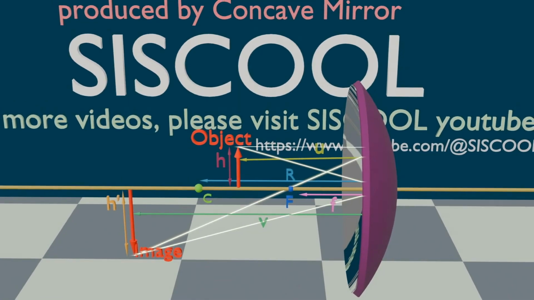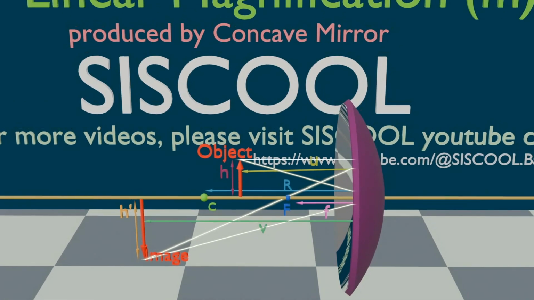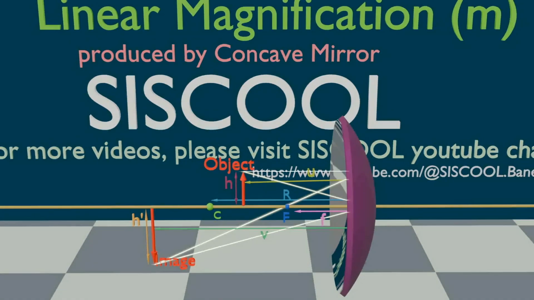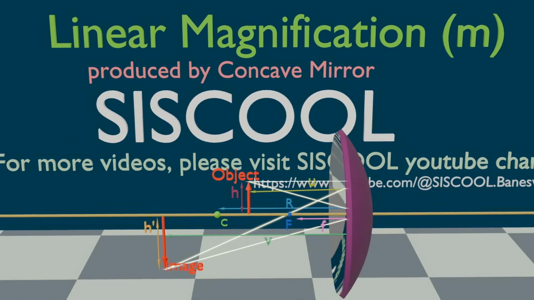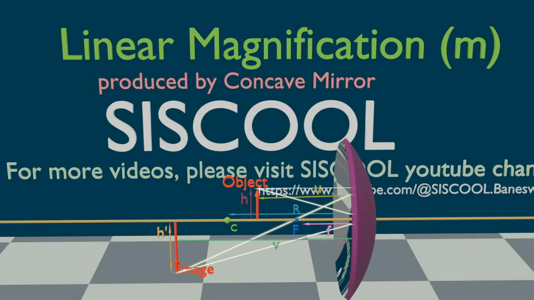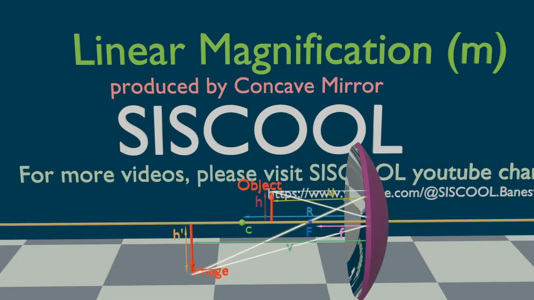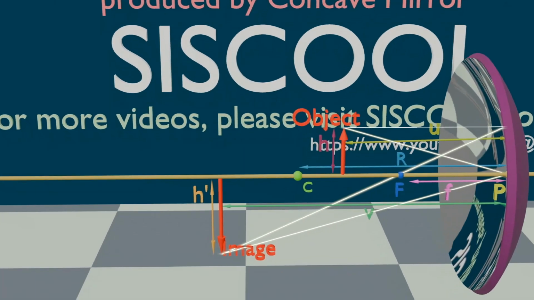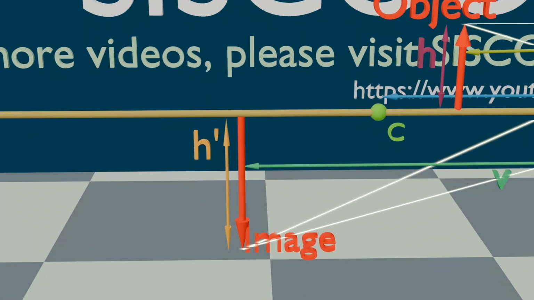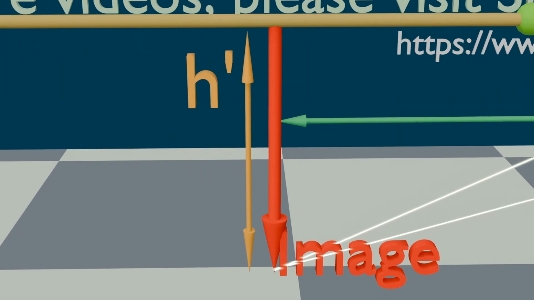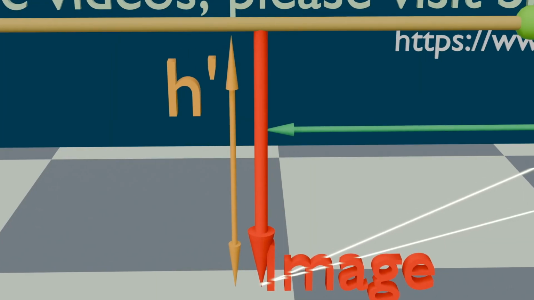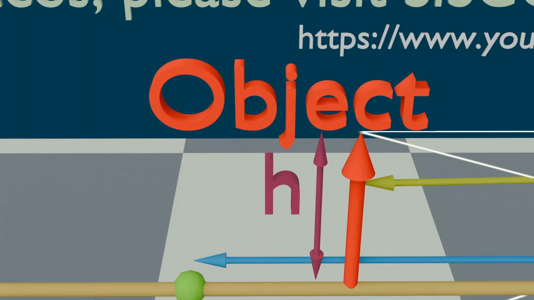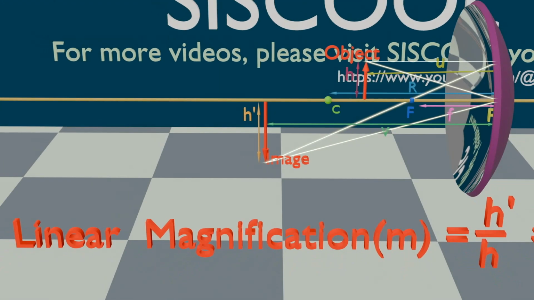So, from this experiment, we can see that depending on the position of the object, the size and nature of the image changes. Sometimes the image is smaller than the object, sometimes it is larger. It may be real and inverted, and sometimes it is virtual and erect. The definition of linear magnification, M, is the ratio of the height of the image, h dash, to the height of the object, h.